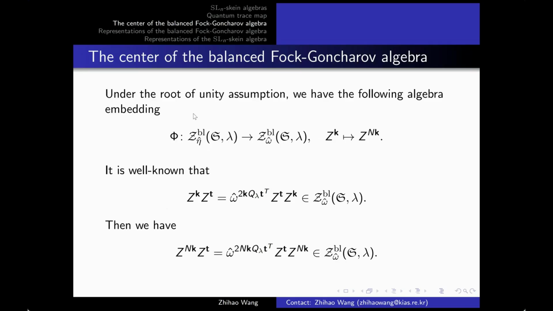So under the root of unity assumption, we have the following algebra embedded. This is the z torus for eta, and this is the z torus for omega; the quantum parameters are different. It sends z to the power of k to z to the power of n k. Here k is a vector. And for any two vectors, k and t, it is well known that we have this relation. You can calculate this easily. And then if we add a power n to this k, of course, k and t are balanced vectors.